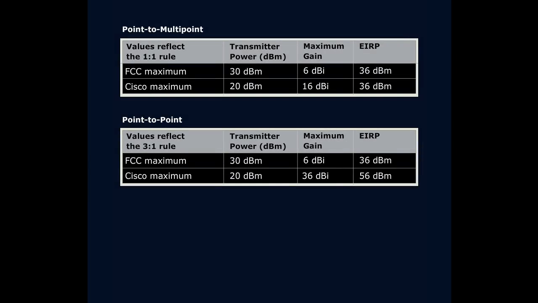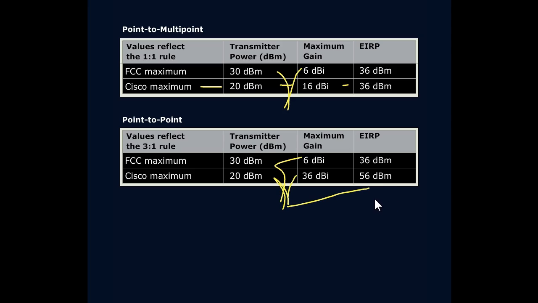So here's a little recap table just to give you an idea of what it looks like in the point-to-multipoint configuration. Again, we see the FCC maximums that are available. So we see, for example, here 30 dB for that and 6 dB for that. And again, the Cisco maximums that are defined, which end up at the same summation there, though notice that it's through a little different configuration of how that's possible. And then the FCC maximum for a point-to-point, again, 30 and 6. Cisco maximum 20 and 36. Again, that's what we were just looking at, with an EIRP of 56.